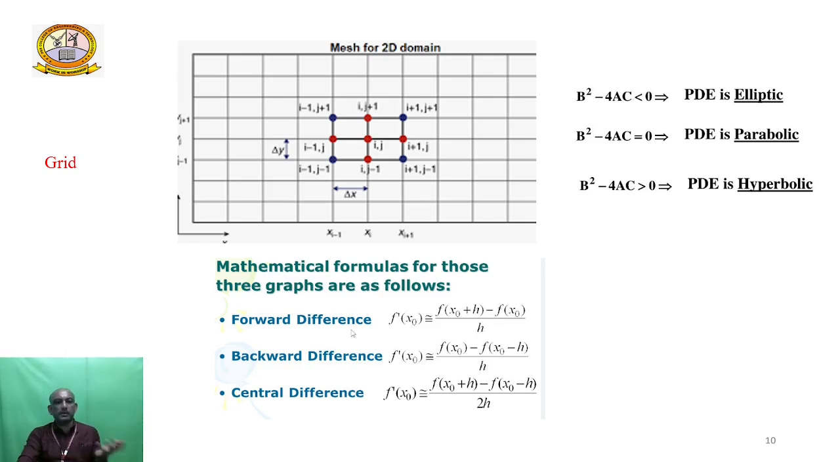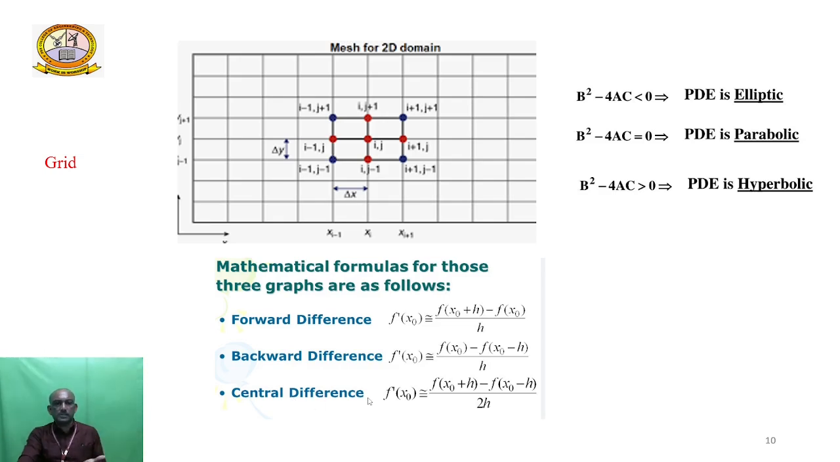If you go for the backward difference, this is the i, j value, and the backward value is i minus 1, j. So subtract these values: u of i, j minus u of i minus 1, j. Otherwise it is represented as f of x naught minus f of x naught minus h. This difference divided by del x gives dou u by dou x. In the y direction it is dou u by dou y in the backward difference approach.